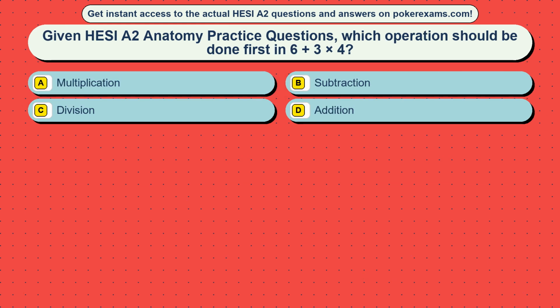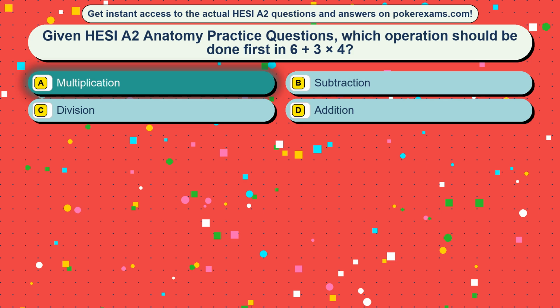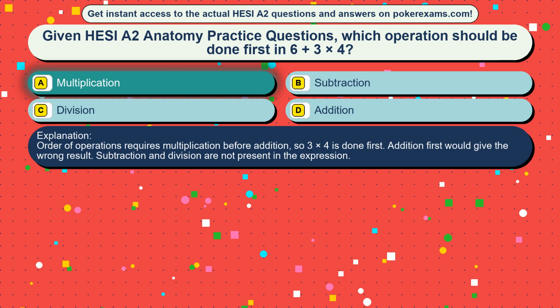Question 38. Given HESI A2 anatomy practice questions, which operation should be done first in 6 + 3 × 4? Option A, multiplication. Option B, subtraction. Option C, division. Option D, addition. The correct answer is option A, multiplication. Order of operations requires multiplication before addition, so 3 × 4 is done first. Addition first would give the wrong result. Subtraction and division are not present in the expression.